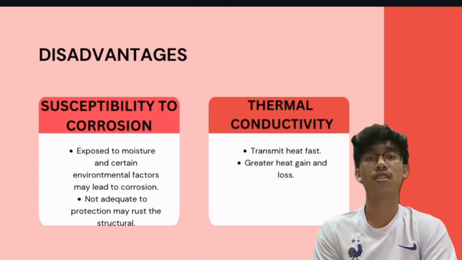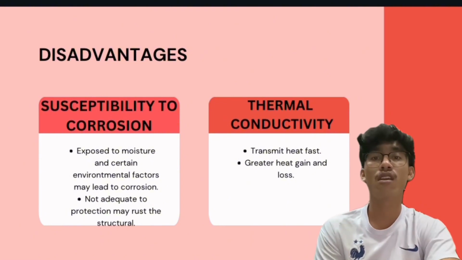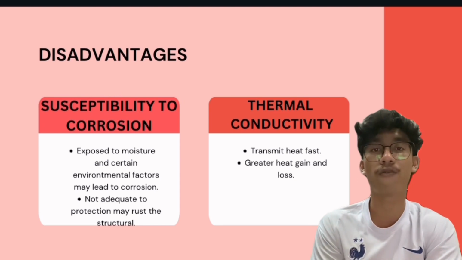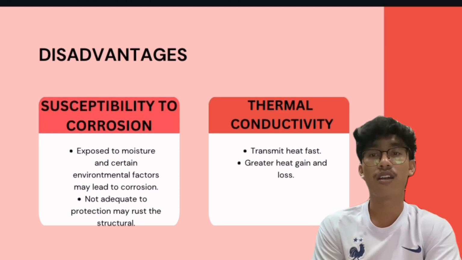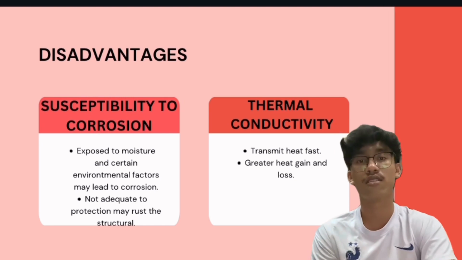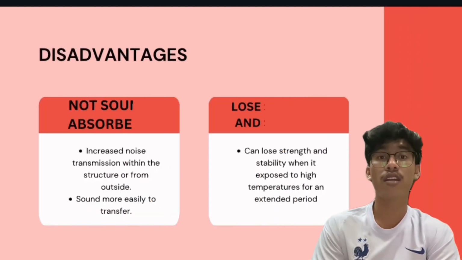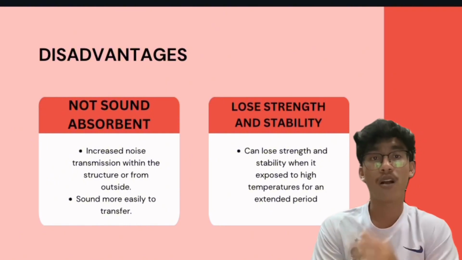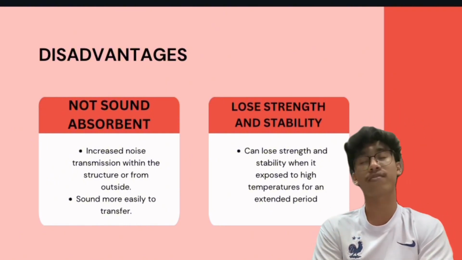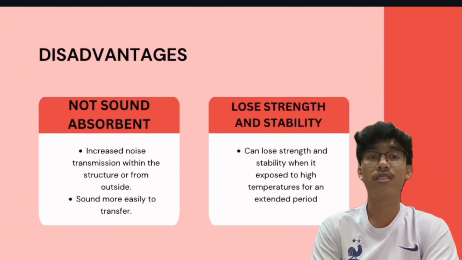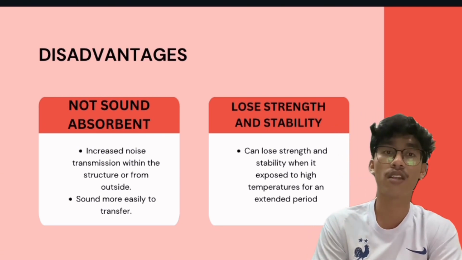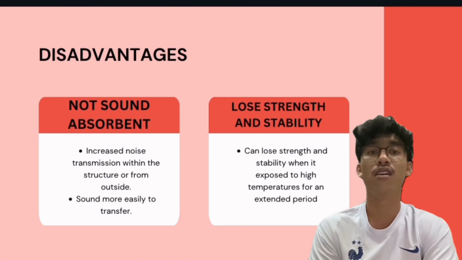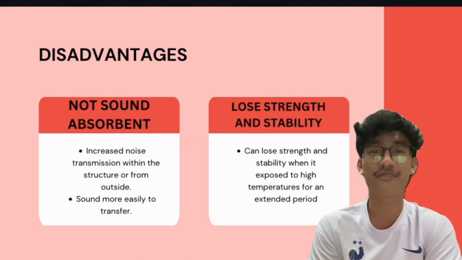And then next is thermal conductivity. It transmits heat fast and so there is great heat gain and loss. And then next, for the disadvantages of steel portal frame, it is not sound absorbent. It increases noise transmission within the structure from outside, and noise is more easily transferred.